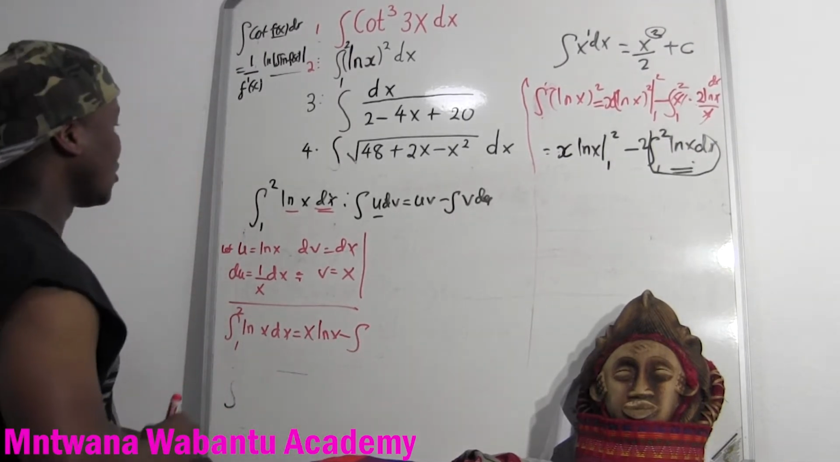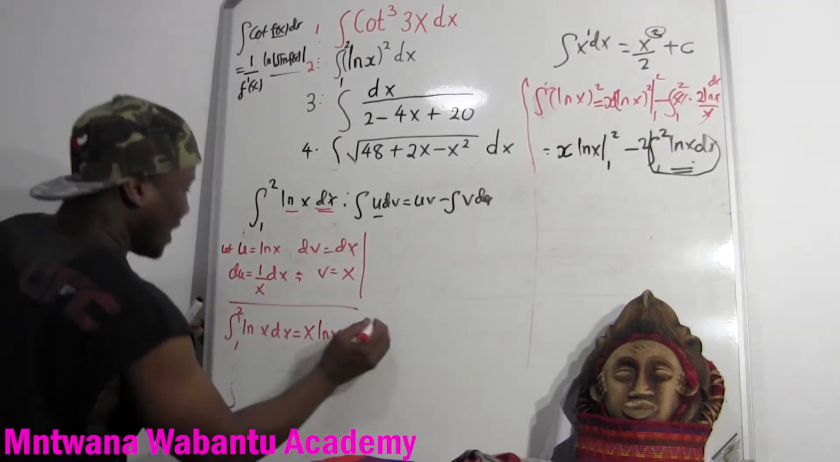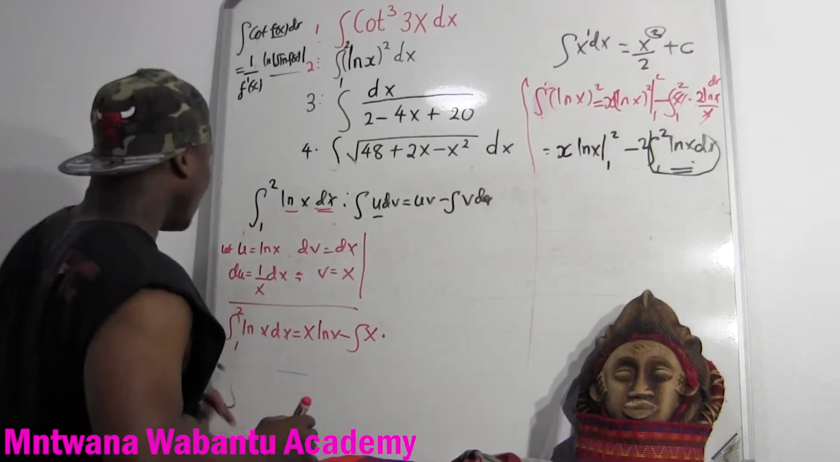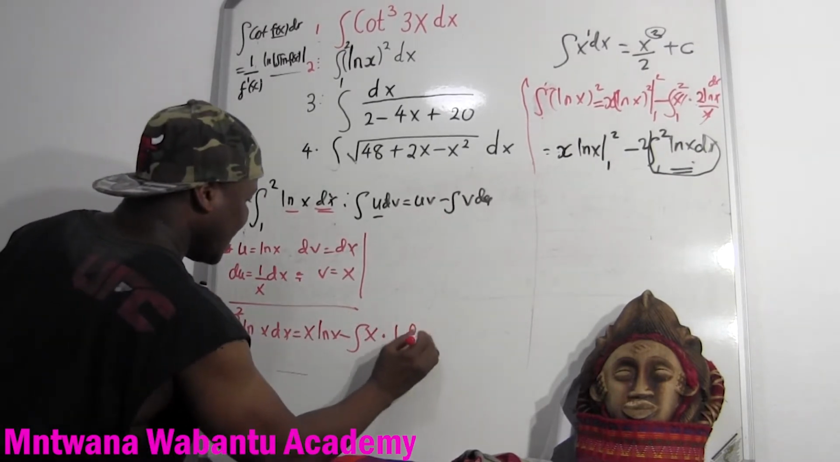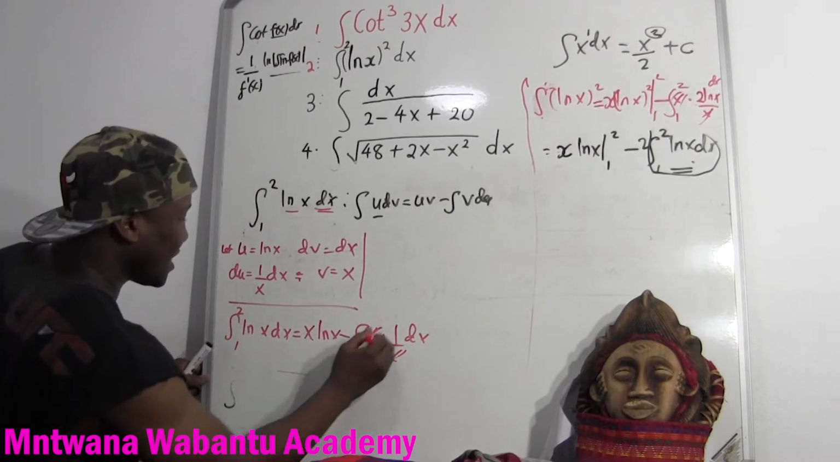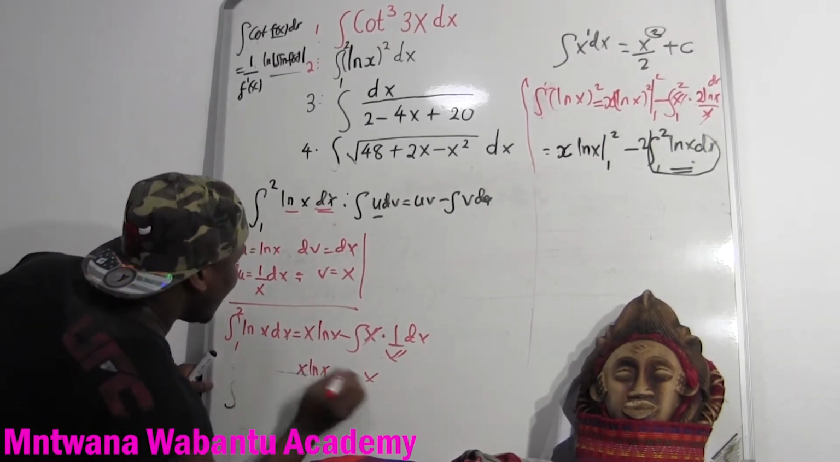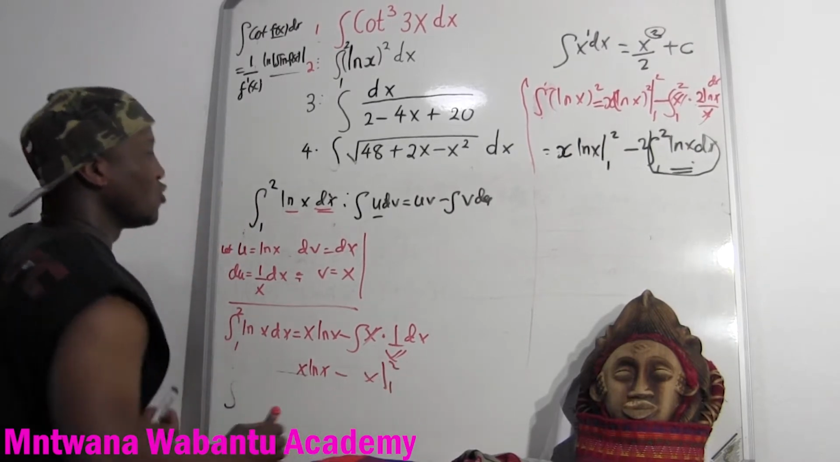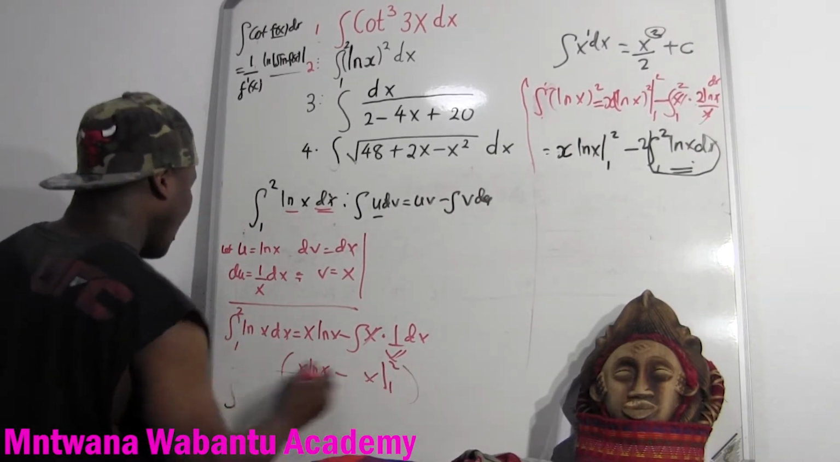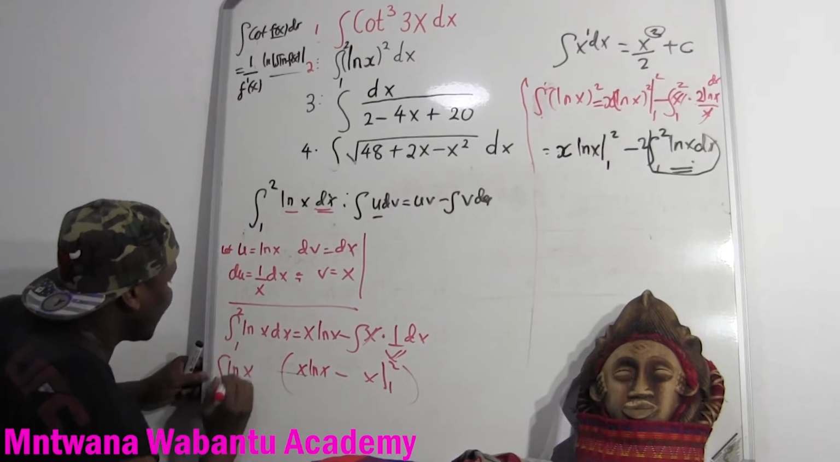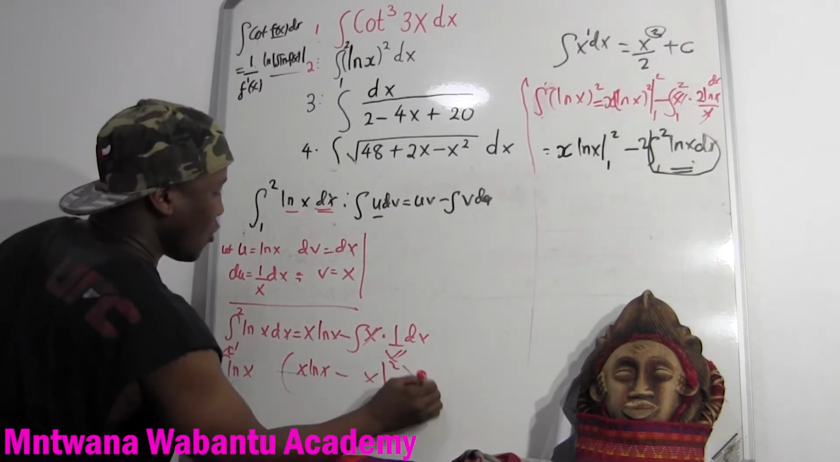Now what do we have? v equals x, and du equals 1 over x dx. The x and x cancel, so when you integrate dx you get x, and here it's x ln of x. Remember, you still have your limit of 1 to 2. So this means the integral of ln of x from 1 to 2. Don't forget the limits.